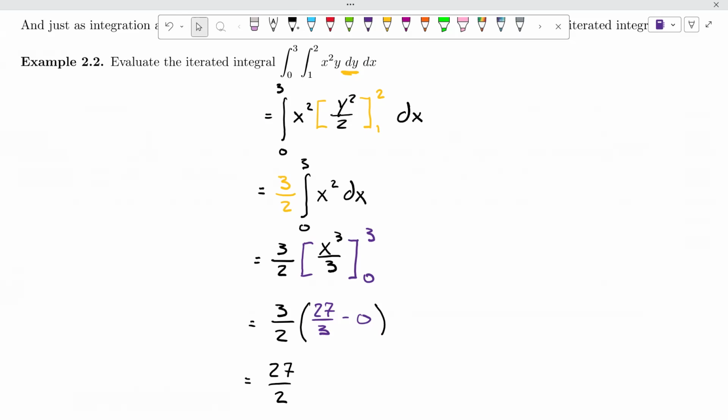And that'll be pretty consistent. That'll always be the way that it needs to be. By the time I get to my second of two integrals, I can only have one variable left. If I still have two variables, something's gone wrong, and you should double check your work.